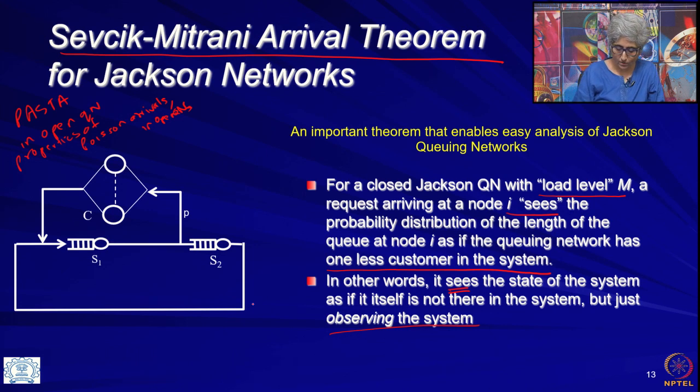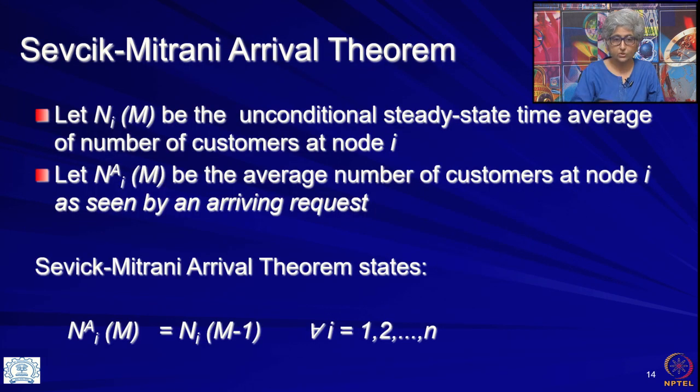Okay. So, I will make this a little more formal and then I will give an example. Let N_im be the unconditional steady state time average of the number of customers at node i. Now, I think everybody remembers this: time average, steady state, unconditional. We have talked about these things very often.